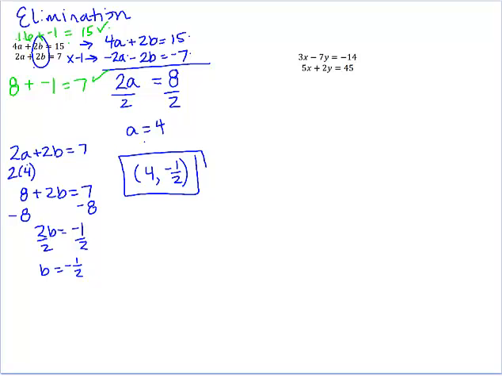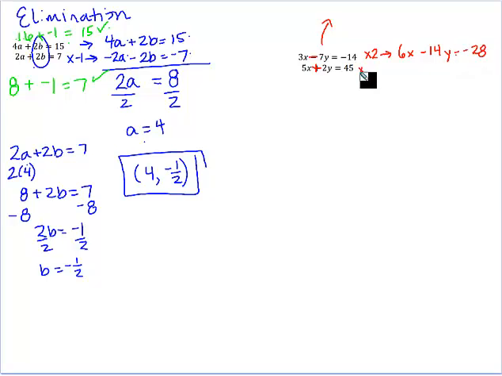So you're going to choose if you want to get rid of your x's or your y's. I'm going to choose y's here just because the first one says minus and the second one says positive. So if I get them both the same number, they will cancel. So 7 and 2, you want to think what the least common multiple is of 7 and 2, and that's 14. So to make 7 into 14, you're going to times it by 2. So I'm going to times the top equation by 2.